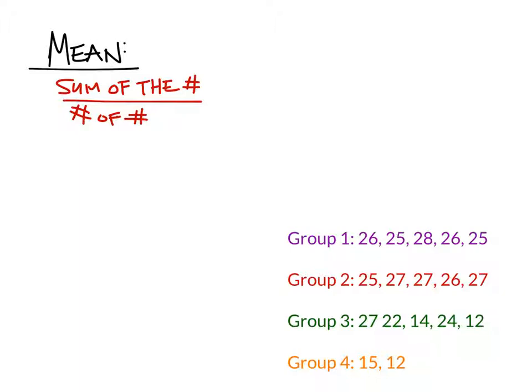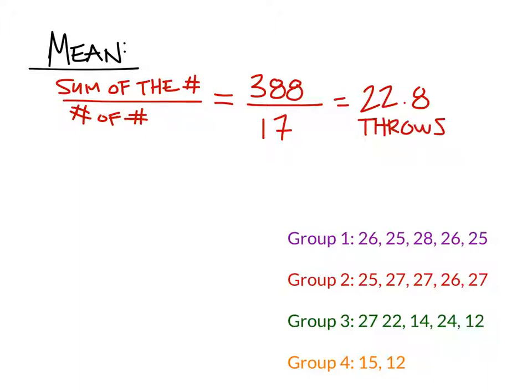So the sum of the numbers is 388, divided by the number of numbers. If we count all those, we should get 17 of them. And so the actual mean is 388 divided by 17, rounded to the nearest tenth: 22.8. In this case, this was throws, so we'll just label it, and then we'll talk about what they actually are. After the mean, the next would be to find the median.